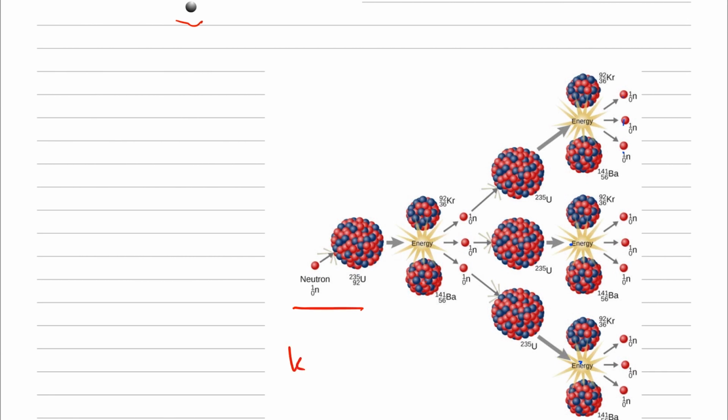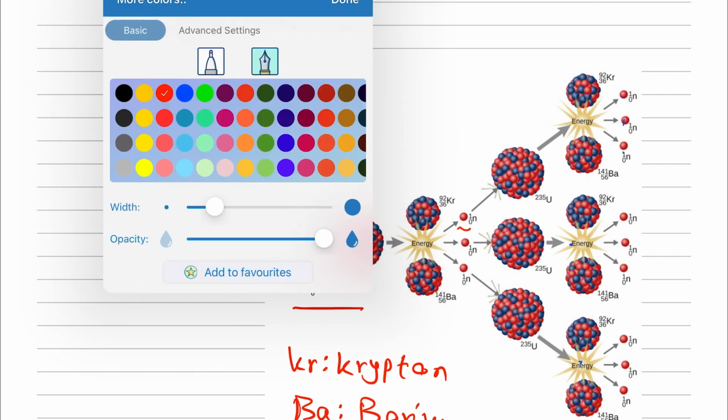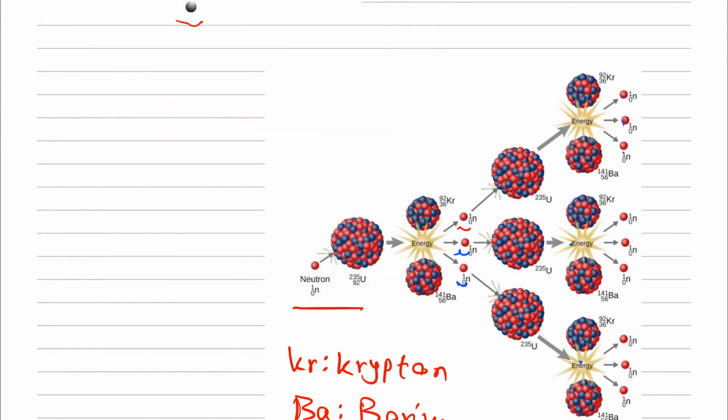One of them is called krypton, and the other barium. And three byproducts are neutrons here. These neutrons are now free to react with other nuclei, uranium nuclei, as you see here. And at each of these reactions, we get lots of energy release here.